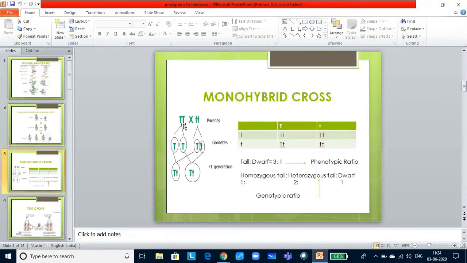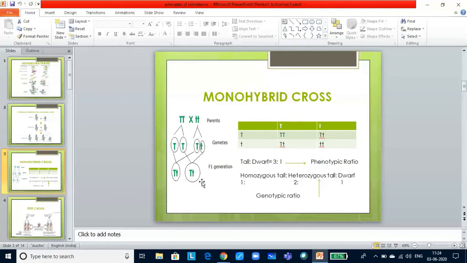If you look at capital T and lowercase t, these are the parents. So this is the homozygous. When both the alleles, when both the genes are similar, we call such a pair homozygous alleles. You know that this will produce gametes, and these gametes will combine randomly. So what you get as capital T, lowercase t was the F1 generation. It was again a tall plant, and this condition is called heterozygous tall or heterozygous status because there are 2 dissimilar alleles.